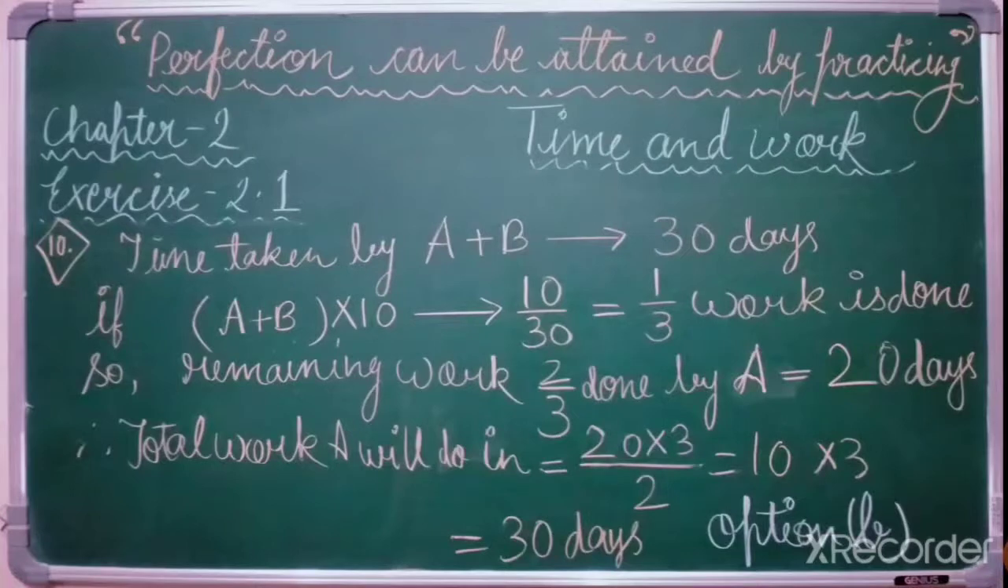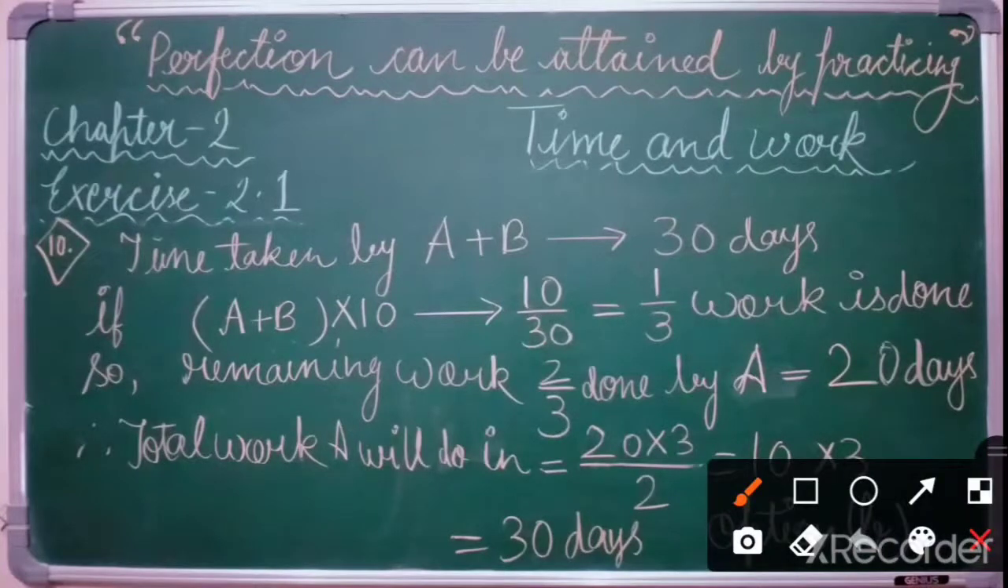To figure this out, we will write that A and B are doing work together for 30 days and completing it. If A and B have done work for 10 days, they have completed 10 by 30, which means 1/3 of the work. So how much work is remaining? From one work, 1/3 of the work is already done, so 2/3 of the work is remaining.